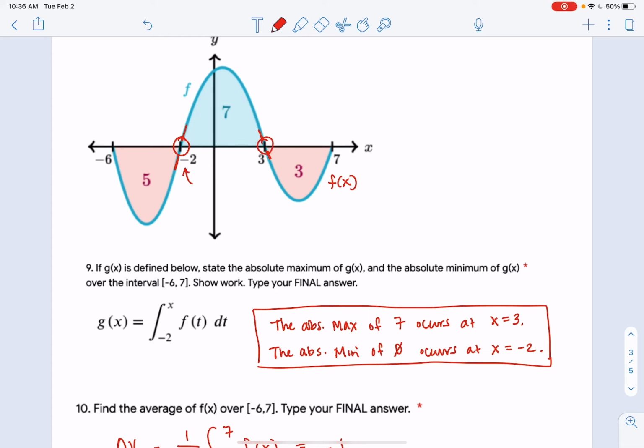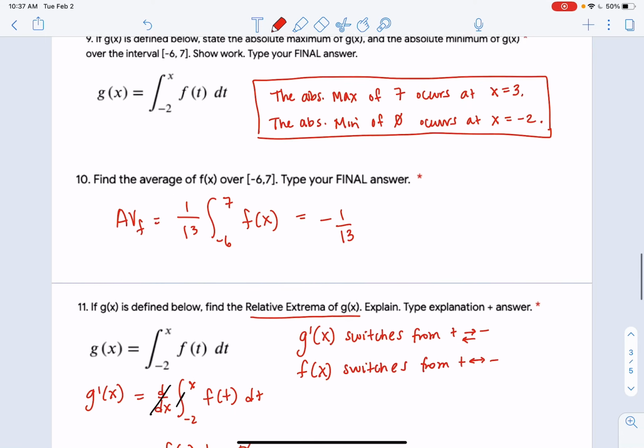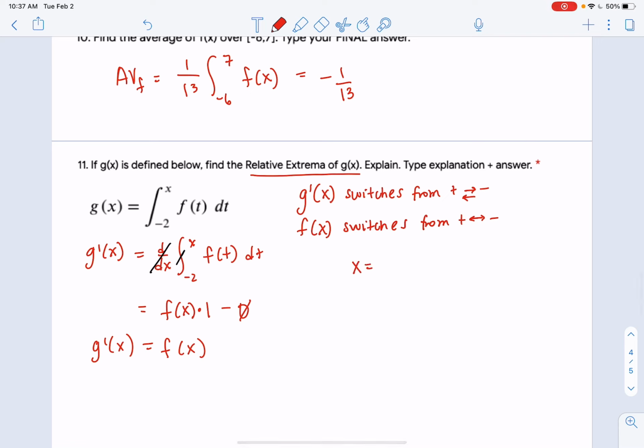So here I actually would have a relative min. And here I would have a relative max. But the question doesn't ask us to differentiate. So we'll just say at x equals -2 and 3, since g prime of x, which is f of x, switches signs.